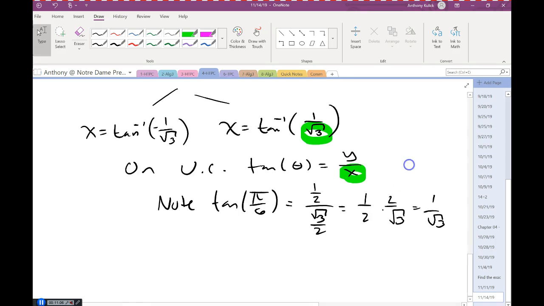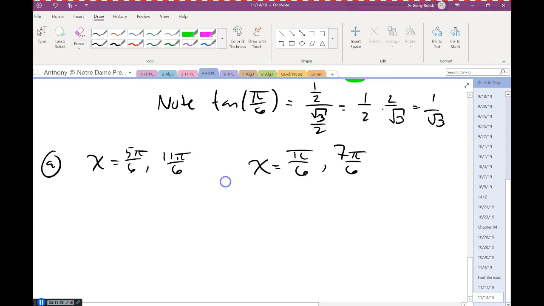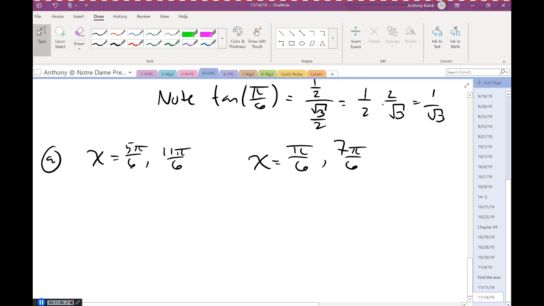Okay with that? So for positive, or tangent of positive 1 over root 3, I'd have pi over 6, as well as 7 pi over 6. And for the negative, I'd have 5 pi over 6 and 11 pi over 6. So that's my answer for A. Are you good with how I found those values, Colette? Okay.